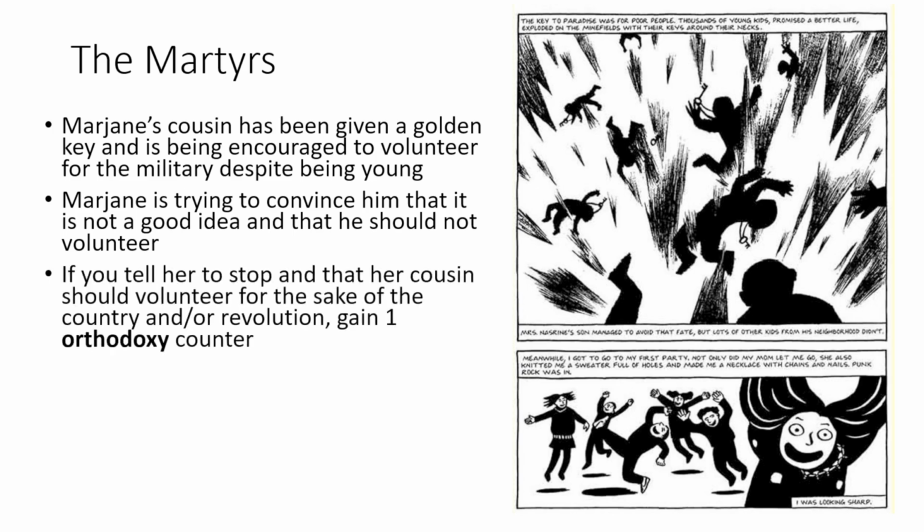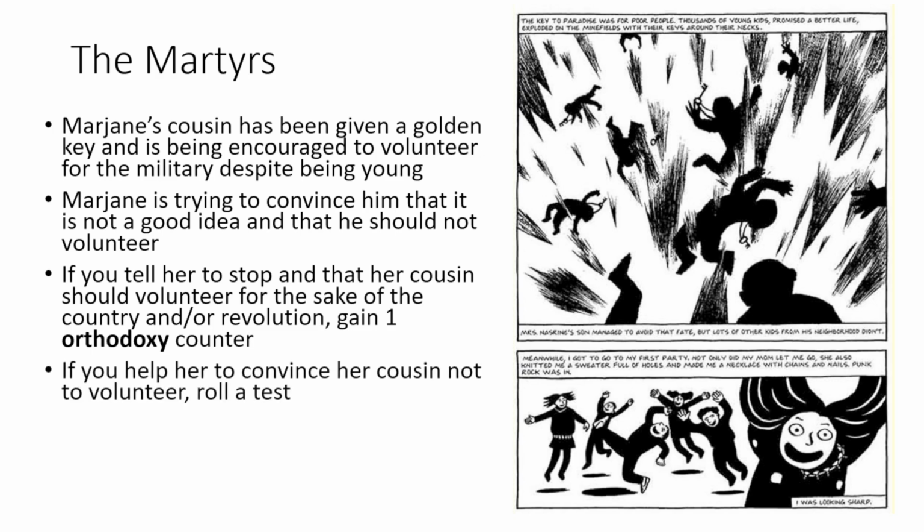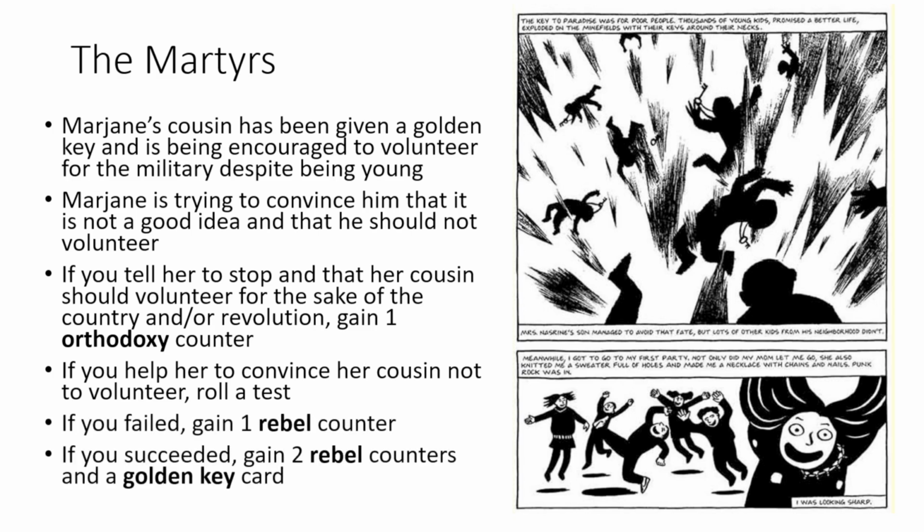If you tell her to stop and that her cousin should volunteer for the sake of the country and or revolution, gain 1 orthodoxy counter. If you help her to convince her cousin not to volunteer, roll a test. If you failed, gain 1 rebel counter. If you succeeded, gain 2 rebel counters and a golden key card.